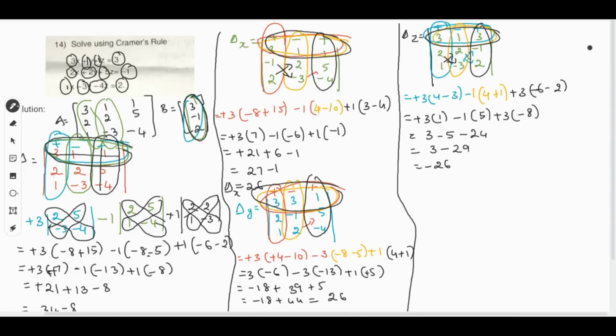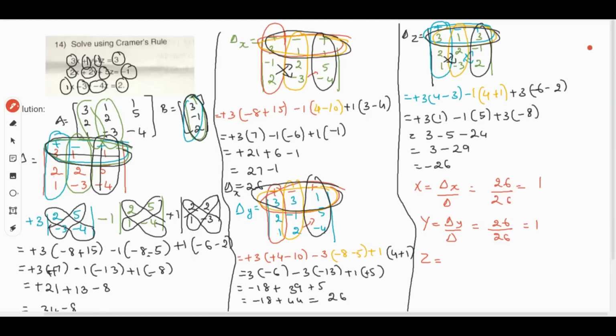So we got the values now for delta x, delta y and delta z. Now what we have to prove? We have to find the value of x, y and z. So x will be delta x divided by delta. That will be 26 divided by 26. That is nothing but 1. Then y will be delta y divided by delta. Delta y is again 26 divided by delta is 26. That will be again 1.